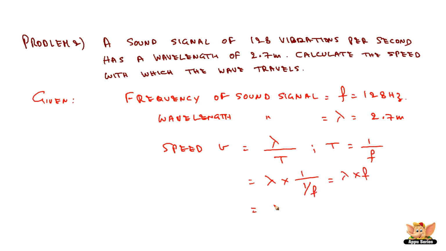So we know lambda, which is 2.7 meters, and we know F, which is 128 Hz. On multiplication, we get 345.6 meters per second. So the speed is 345.6 meters per second.